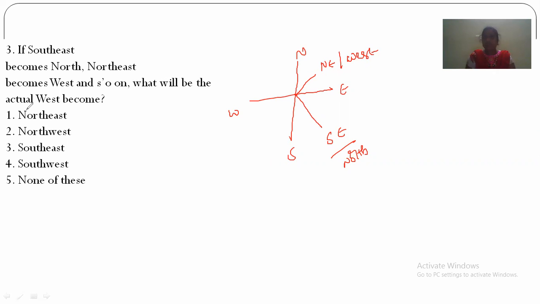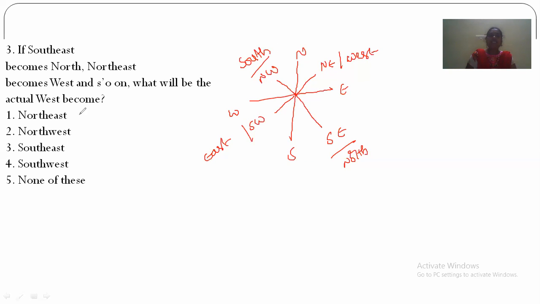So they are asking what the actual west becomes. So what is the opposite side? This is the southwest. Southwest's opposite, west's opposite, is east. Southwest will become east. South, it will be the northwest. Its opposite, north's opposite, is south.